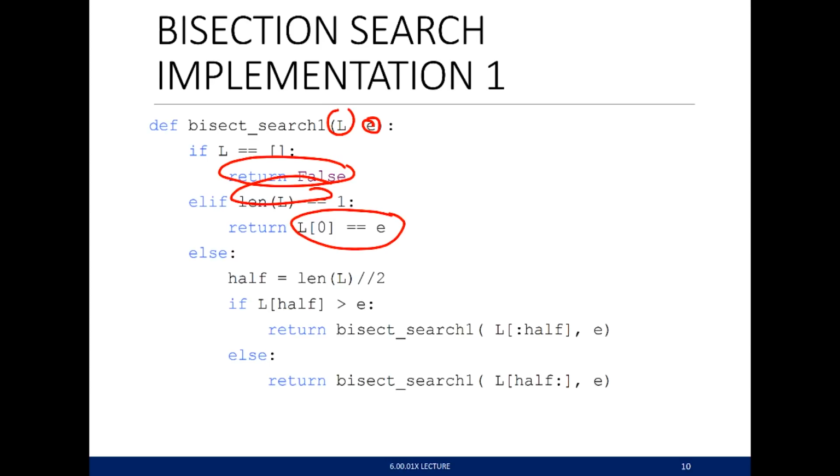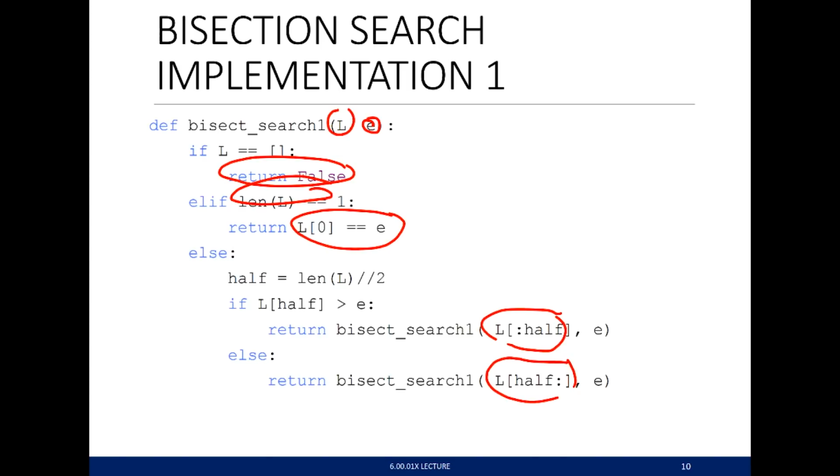Otherwise, what I'm going to do is find the halfway point by taking the length of the list and doing an integer divide by 2, which is going to give me out an int. And then I'm simply going to say, is the thing at the halfway point bigger than the thing I'm looking for? If it is, I'm going to search only one half of the list. And if it isn't, I'm going to search a different half of the list. So there's a nice recursive way of solving this problem.